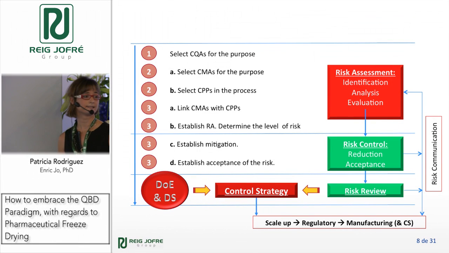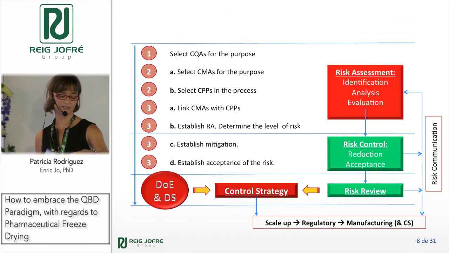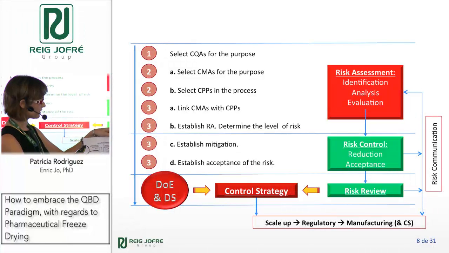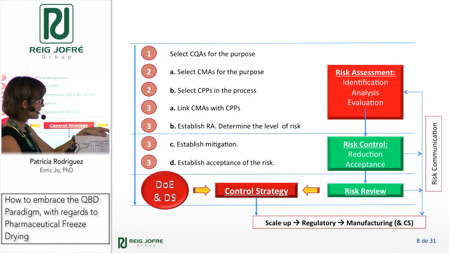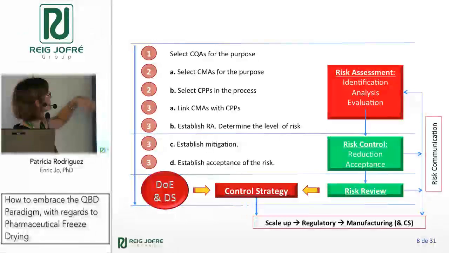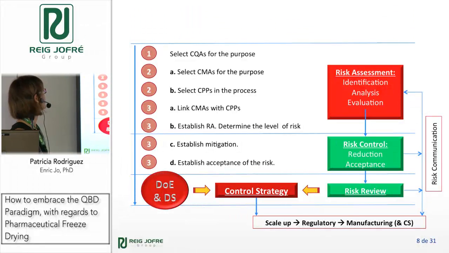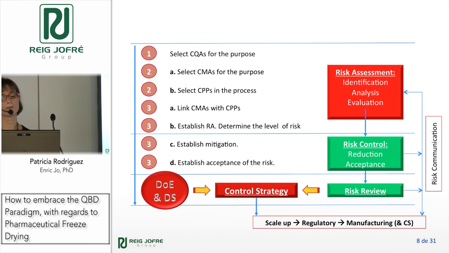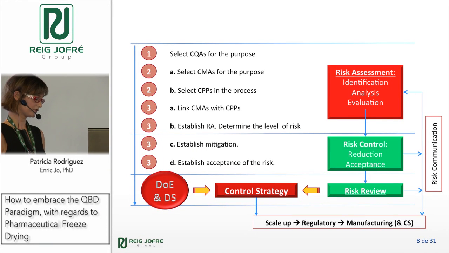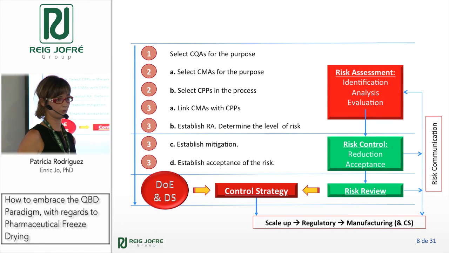Well, at the end, this is the sequence. I'm sure that some of you remember this famous scheme about risk management from 2008, where the risk identification, analysis, and evaluation were done. That is the first part. We first select the sequence for the proposed CMAs and CPPs, and we link the CMAs with the CPPs. Then, after that, we have to determine the level of risk. In the second part, we establish the mitigations for that risk, and we have to decide if we can accept the risk or just part of the risk.